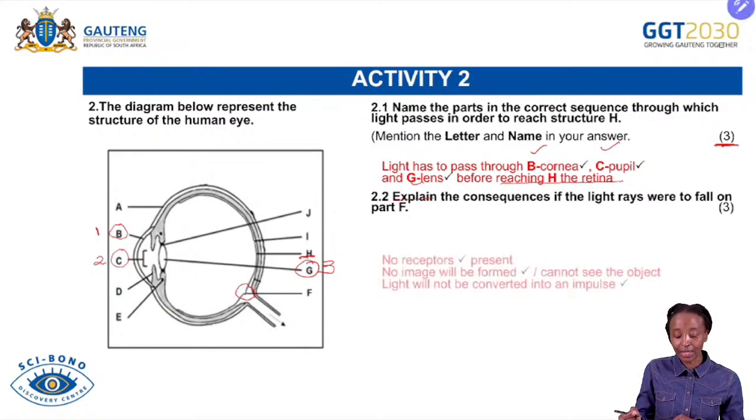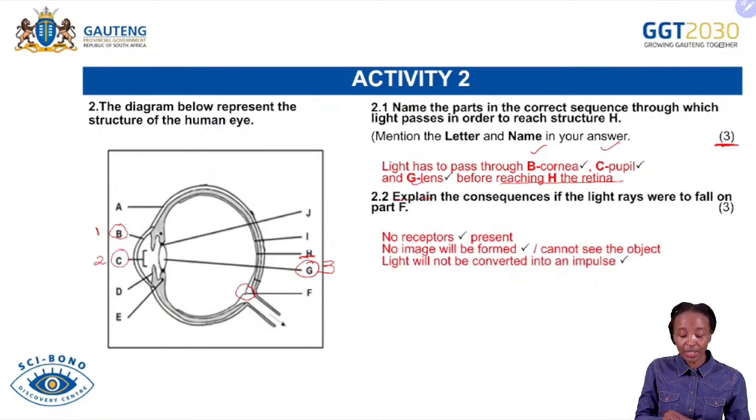So let's look at the answer. The answer says no receptors present, like we have said, therefore no image will be formed, cannot see the object, and light will not be converted into an impulse, because the photoreceptors are important because they convert the light rays into an impulse. So no receptors, no image formed, therefore no conversion of the light stimulus into an impulse.